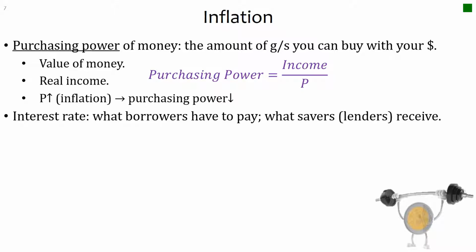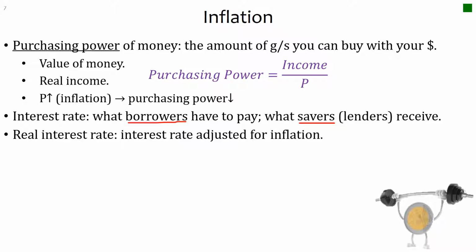Something relevant also is the interest rate, which is what borrowers have to pay and what savers or lenders receive. So whenever we talk about interest rate, you must think about these two sides in the economy, the borrowers and the savers. Both of them are affected in opposite ways though. All right. Now, the real interest rate is the interest rate adjusted for inflation. Remember, real means excluding inflation. It's the change in your purchasing power.